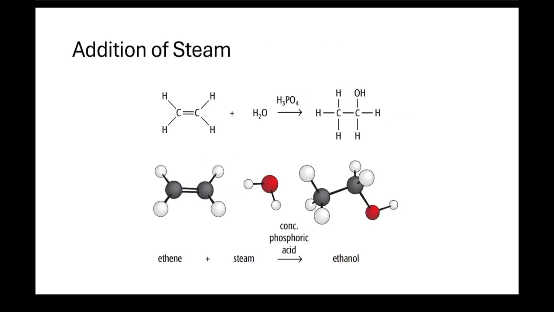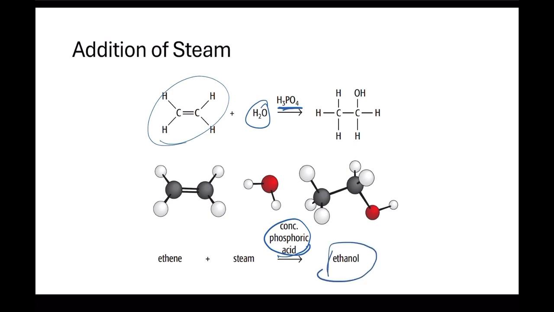The next thing is basically the addition of steam. So how is steam added? You have the same thing. You have an alkene, you add water, and you have a catalyst, phosphoric acid, right? So your phosphoric acid, and then that gives you ethanol. So you basically start with an alkene, and you end up with an alcohol.